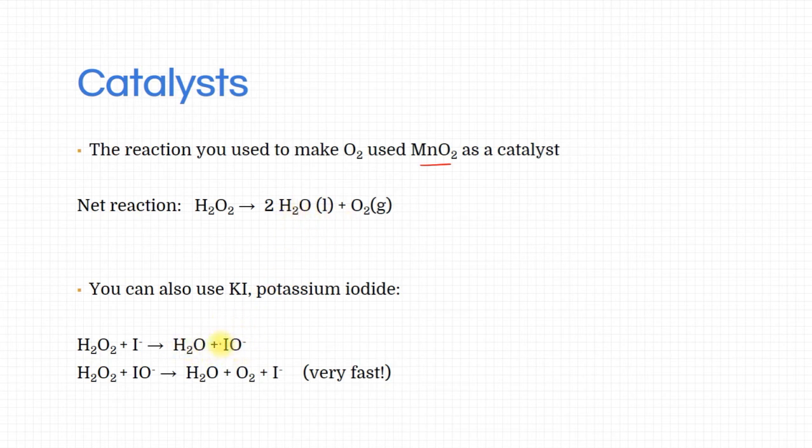And this stuff, iodate ion. And then that's going to react with another piece of hydrogen peroxide to produce another water, and also two oxygens, one from here and one from over here. And we get our catalyst back. Right? So we started with I- and we get it back. So catalysts are not used up in the reaction. They're made again. Okay? That's an important catalyst fact.